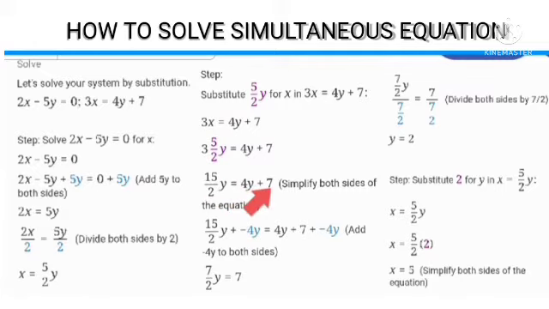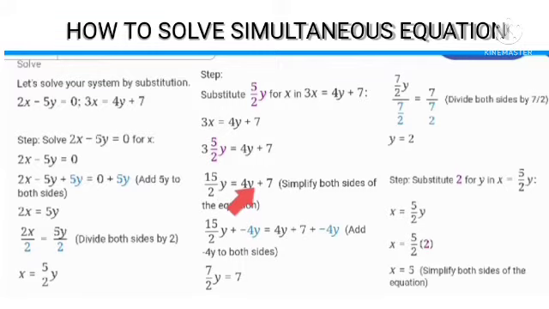Now what we want to do here is to simplify both sides. How do you simplify both sides? You remember that in order to make anything the subject of formula, you want that thing to be on the left side of the equation. So now we want this y to be on this side. Since y is positive here, we need to use the opposite of that, which is what?